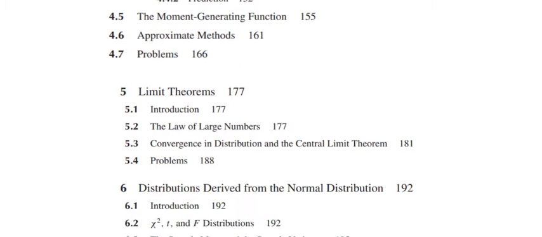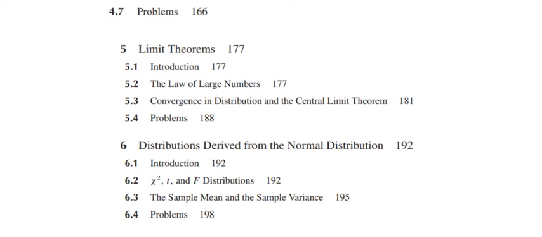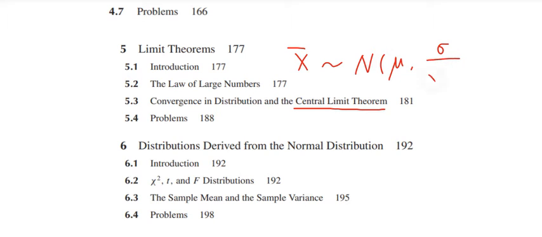Chapter 5 is the limit theorem. Central limit theorem basically says many things follow normal. So in statistics we have this, like x bar follows normal, right? Or is close to normal. We have this result. So this is just the central limit theorem.